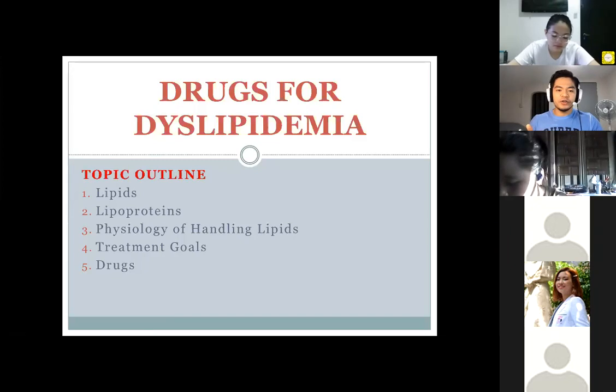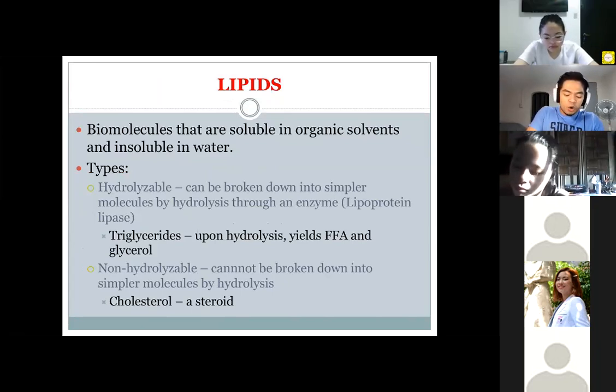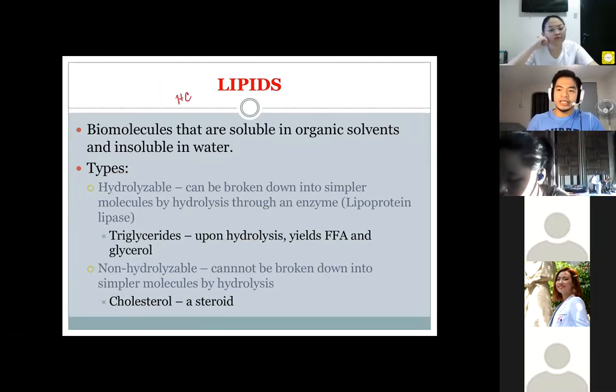Okay? So start tayo everyone with number 1, recall on lipids as biomolecules. As we remember, lipids are basically biomolecules that are soluble in organic solvents and are insoluble in water. We determined lipids before as compounds na as long as sila ay insoluble sa tubig at miscible sa organic solvents, lipids na sila. And mostly these compounds are rich in hydrocarbon bonds. Diba in organic chem, pag hydrocarbons, non-polar sila. That's why they are insoluble or immiscible with water.